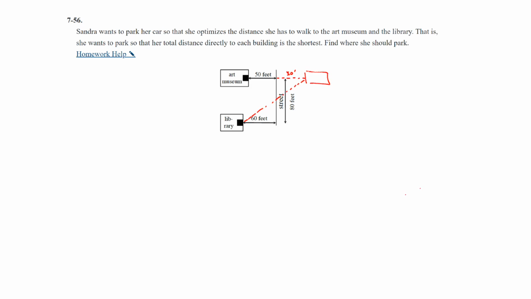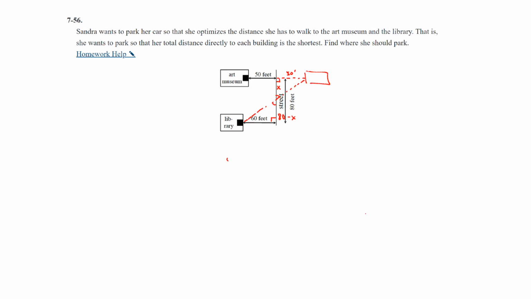And so if the whole thing is 80 and we call this side length x, then we know that 80 minus x would be that length. We also know that the triangles are similar. We have a right angle, and we also have vertical angles. So by angle similarity, we do know they're similar. So we know that their sides should be in proportion.